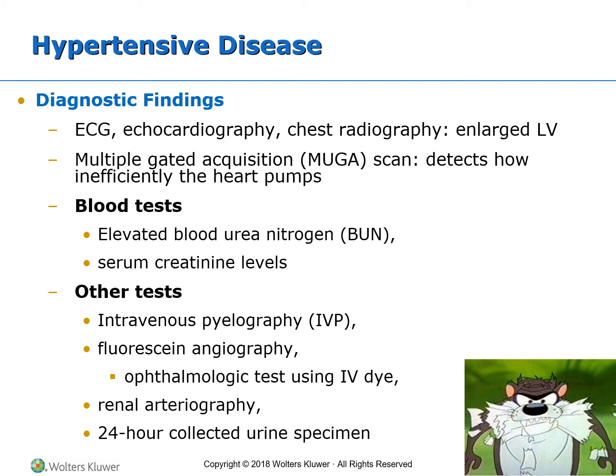Fluorescein angiography, an ophthalmologic test using intravenous IV dye, often reveals leaking retinal blood vessels. If the cause of hypertension is a renal vascular problem, renal arteriography demonstrates narrowing of the renal artery. If the cause is related to dysfunction of the adrenal gland, a 24-hour collected urine specimen detects elevated catecholamines. Blood studies reveal elevated cholesterol and triglyceride levels, indicating that atherosclerosis is an underlying factor.